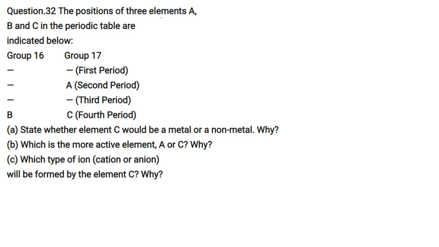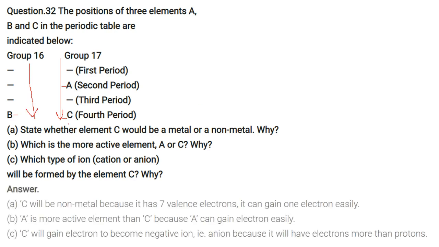The positions of 3 elements A, B and C in the periodic table are indicated like this. Group 16, group 17. So here we have A, B and C. A and B belong to group 16. We have to state whether C would be a metal or a non-metal, and why. C will be a non-metal because it is in group 17, so it has 7 valence electrons. The valency is 1, so it can gain 1 electron easily. That is why it is a non-metal.